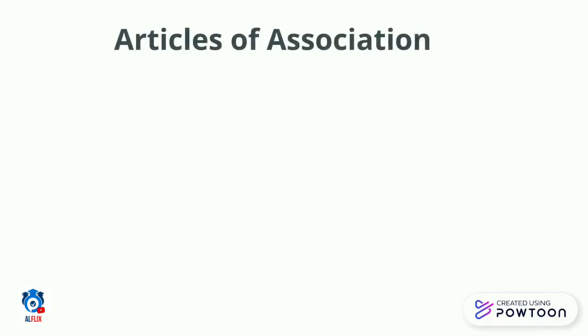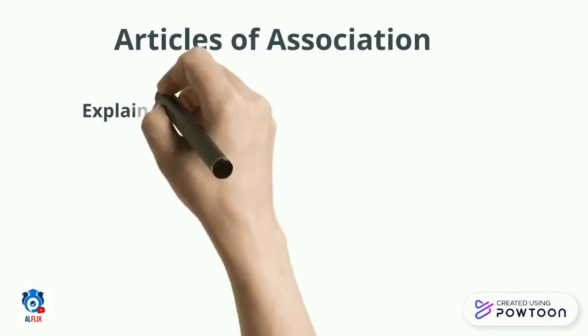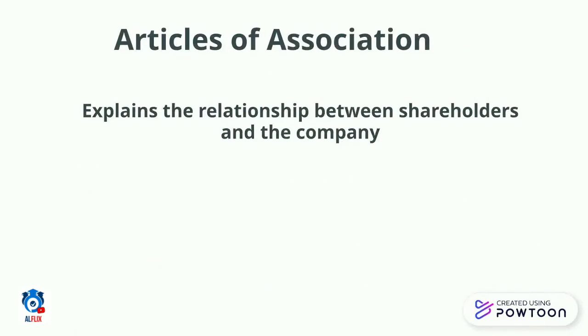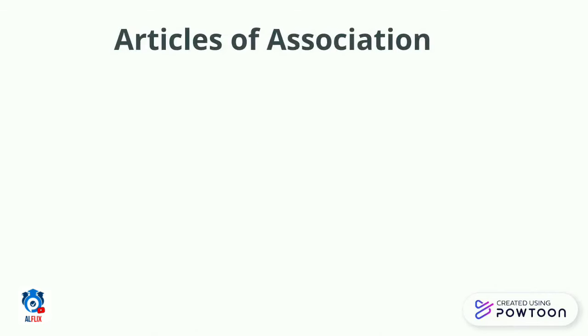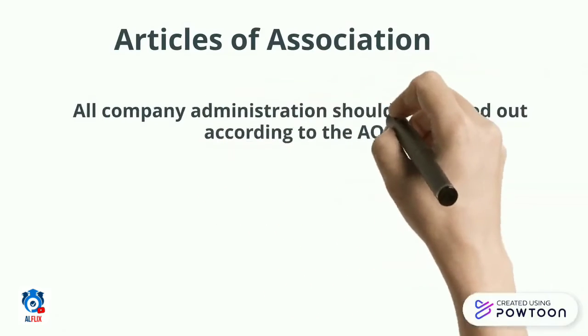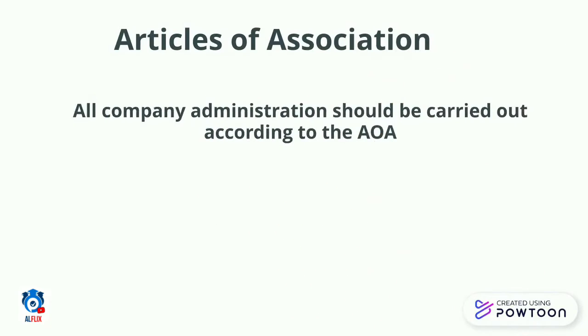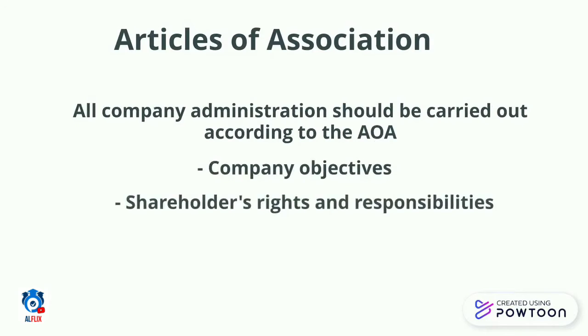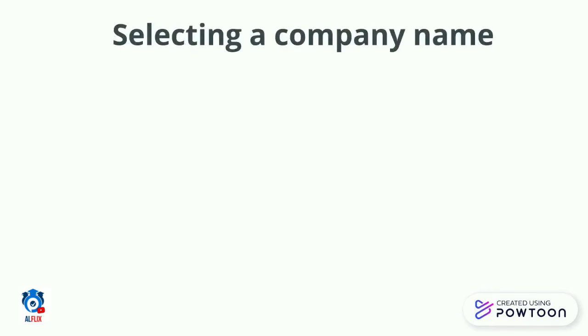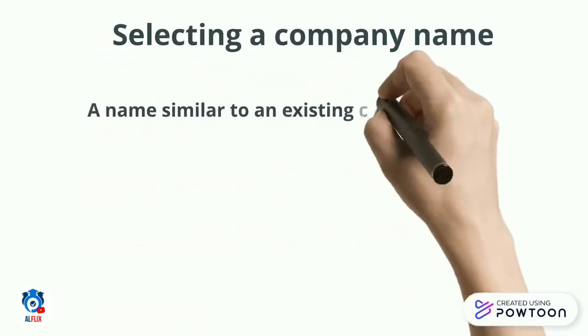Let's look into articles of association. This is the document which explains the relationship between shareholders and the company. All company administration activities should be implemented according to the AOA. This would basically include the company's objectives, shareholders' rights and responsibilities, and company administration procedures. Now, when selecting a company name, a name similar to an existing company name is strictly prohibited.